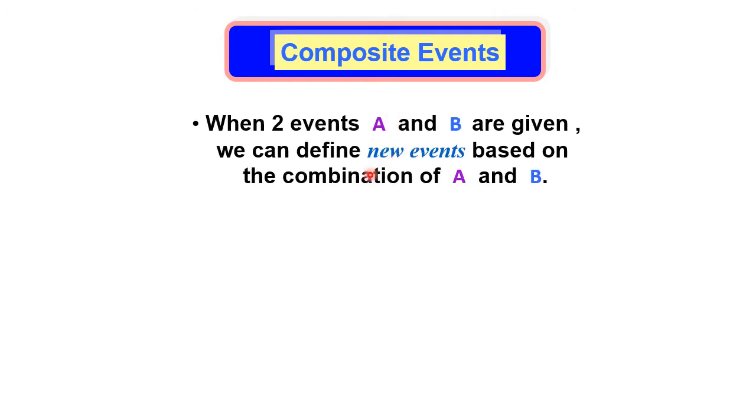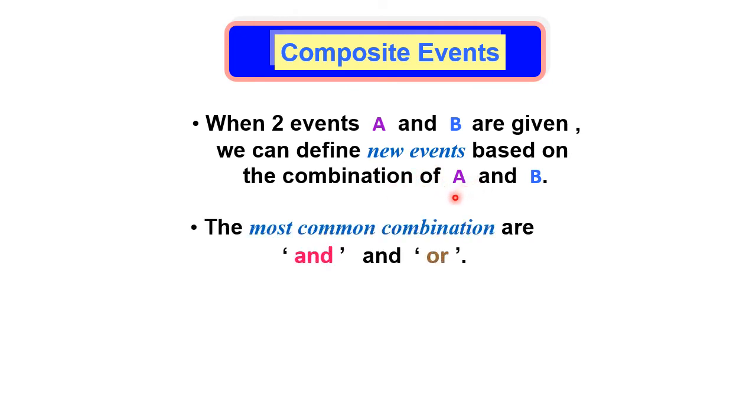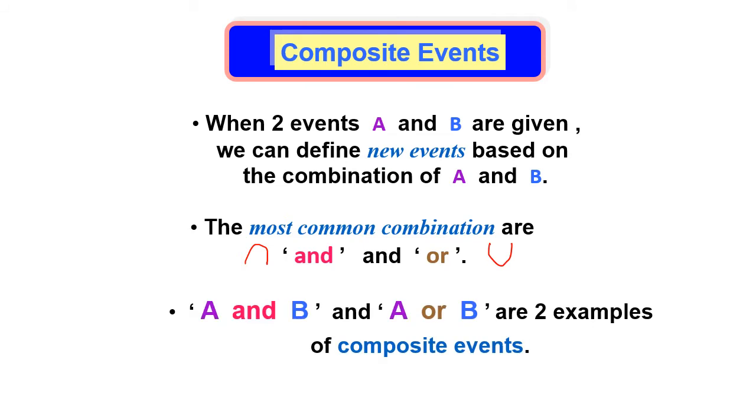Right, so first of all, we take a look at what is a composite event. So basically, a composite event is where we define a new event based on a combination of A and B. Okay. So there are two possibilities. The first one is and between two events, and the other one is or between two events. So as you know, the notation for and will be intersect and for or usually will be union. Okay, so these are two examples of the composite events.